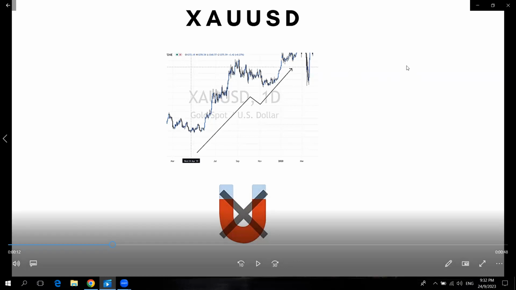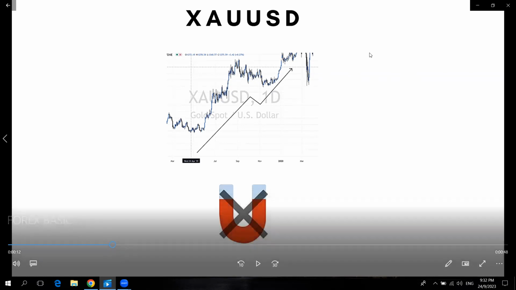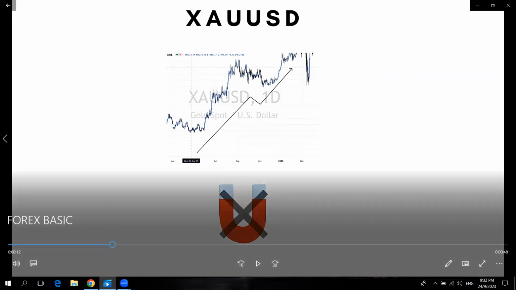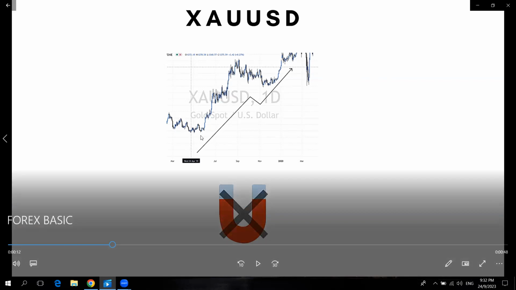Just imagine that the USD part is the magnet. Let's say the magnet is not strong, what will happen? The chart will go up, or I would say the item. Just imagine if you have a negative setting of a magnet. That means this particular magnet repels, or the magnet is not too strong. The item, or the chart, will go up. So this is the meaning of this symbol right here.